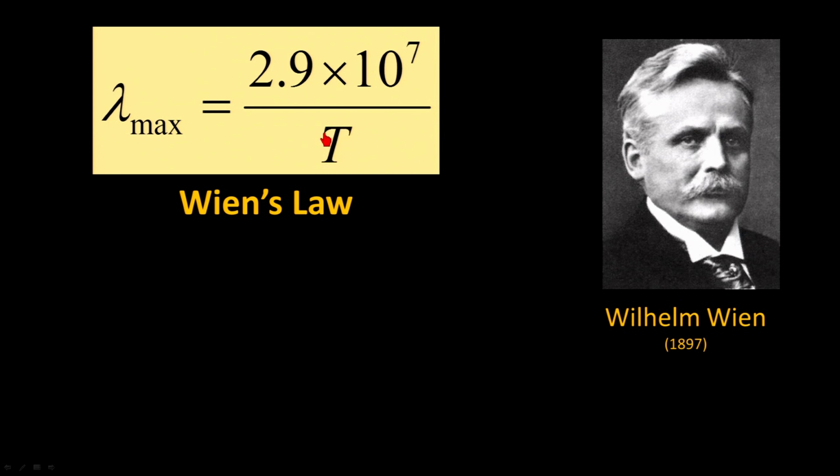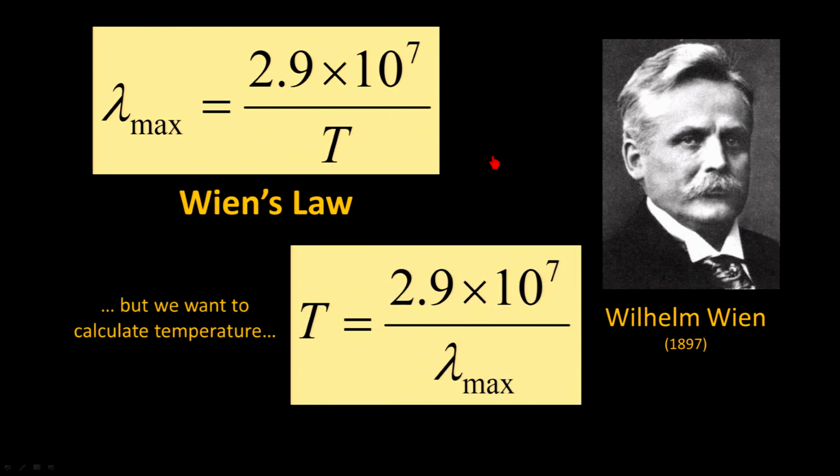What we want in astronomy is to already know lambda max and calculate temperature. So all we're going to do is turn it around, and you'll notice that by doing a little bit of algebra, an algebraic manipulation, we can convert the formula to this one down on the bottom. And this is the one that astronomers want: the ability to observe the light from an object, determine lambda max, and then calculate the temperature of the body.